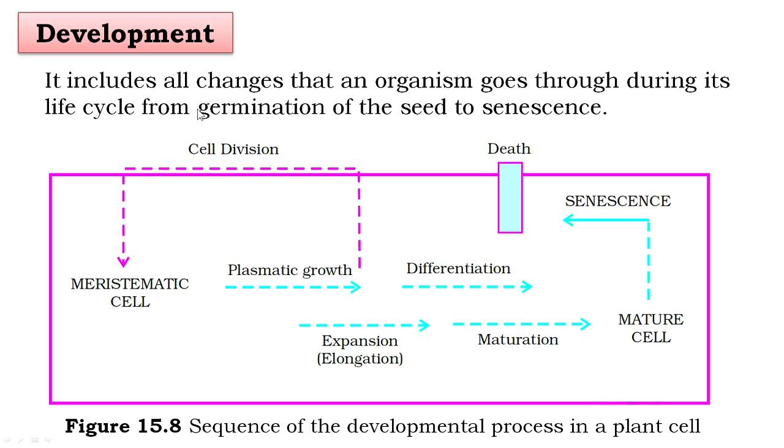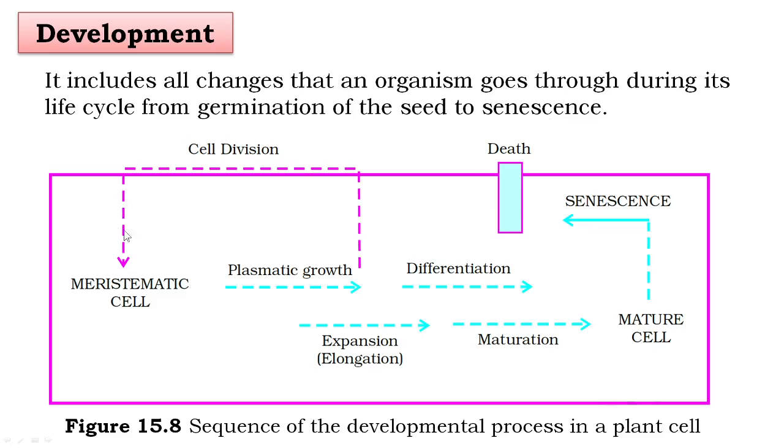Organism plant, we have to talk from seed to its old form, right? So seed, it germinates. Germination is also a form of development, right? And then it becomes a plant, right? It becomes a young plant. That is also development. And then the plant grows old. Senescence, so the plant grows old. That is also a form of development.